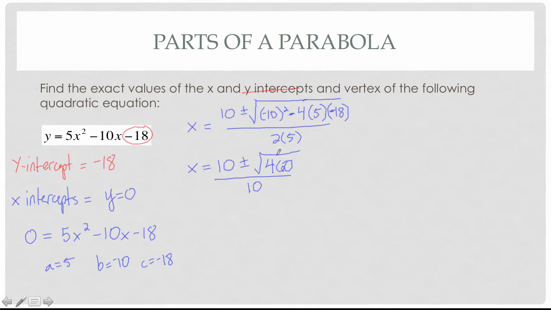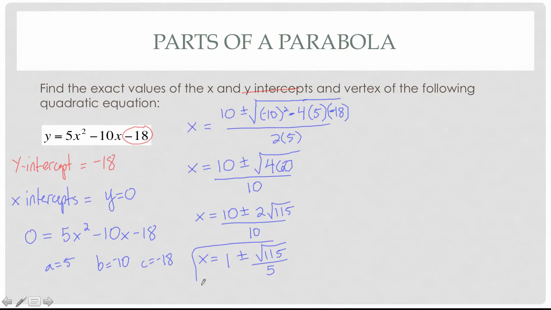Thank goodness I know how to simplify square roots. So 460, I know 4 is a factor, so I'm going to rewrite that now as x equals 10 plus or minus 2 times the square root of 115. So I simplified that radical. Makes it a little bit easier to work with. And then I can divide some things out here as well. 10 divided by 10 equals 1. And 2 over 10 is 1/5. So it's the square root of 115 divided by 5.